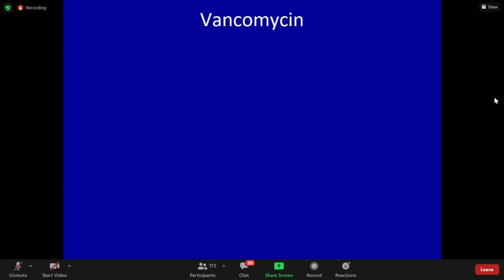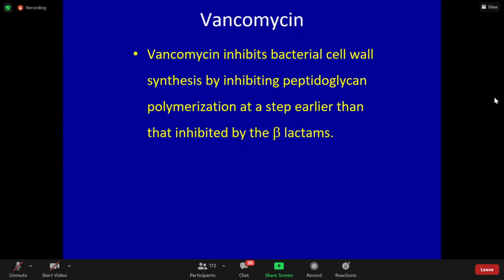Because polymers are required for the interweaving. If polymers are not available, then the cell wall synthesis will once again be inhibited. So vancomycin inhibits bacterial cell wall synthesis by inhibiting peptidoglycan polymerization. The keyword over there, for beta-lactams, is cross-linking of polymers by inhibiting transpeptidation. Now, before that step, polymerization is inhibited by vancomycin, which is a step earlier than that inhibited by the beta-lactams. It is effective mainly against MRSA.